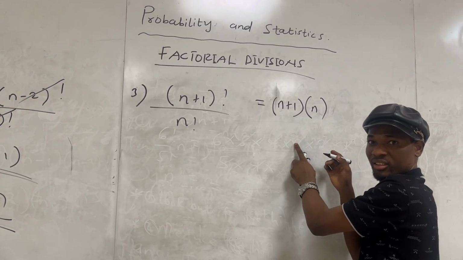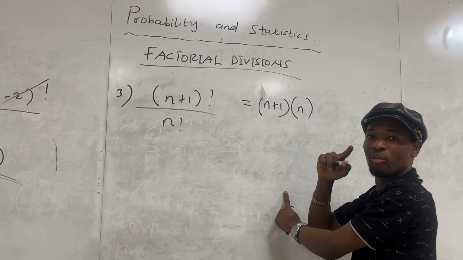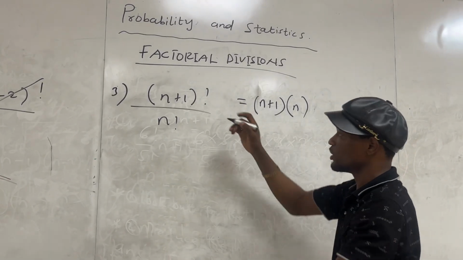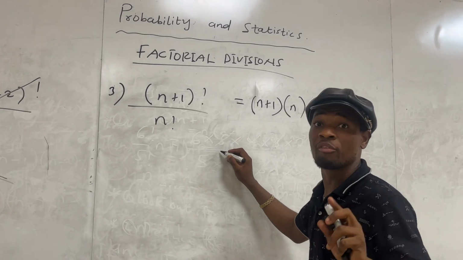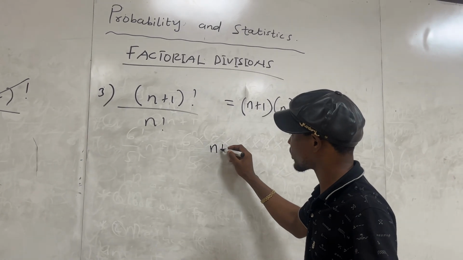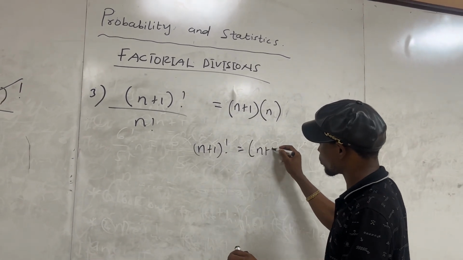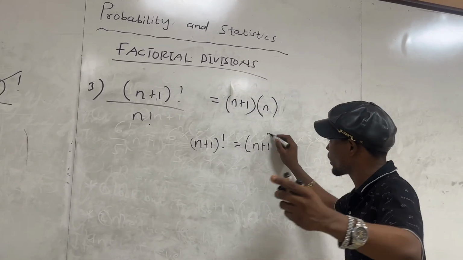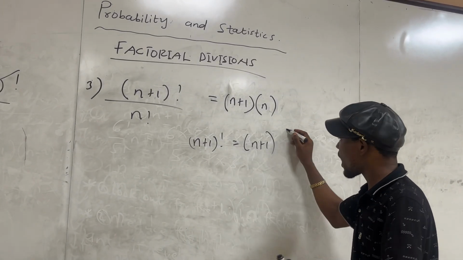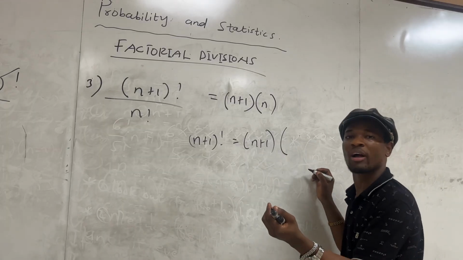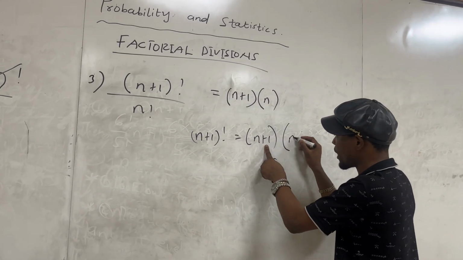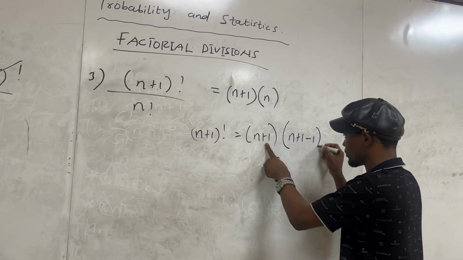Do you remember this? If you are new here, go and watch my previous videos. I've explained all this. So, for revision purposes, you have n plus 1 factorial. What does it mean? I have n plus 1, then you copy and paste this. Afterwards, you subtract 1 from the expression. So I have n plus 1, then minus 1.